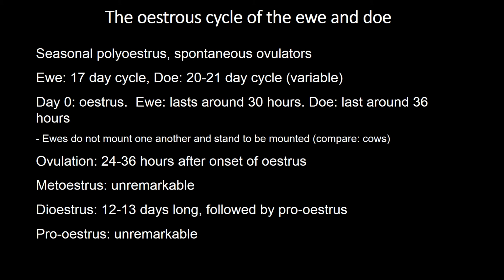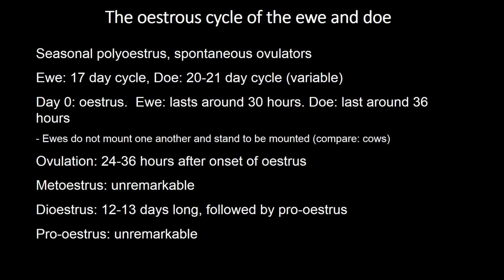The length of the estrous cycle in the ewe is around 17 days, and that of the doe is around 20 to 21 days. This can vary substantially, however. For example, ewes can have a cycle that's as short as 13 days or as long as 19 days. Remember that in the cow, day 0 of the estrous cycle is the day on which the cow stands to be mounted. This is the same in ewes, but ewes are much more shy about expressing signs of estrus and typically give no outward indications that they're on heat.